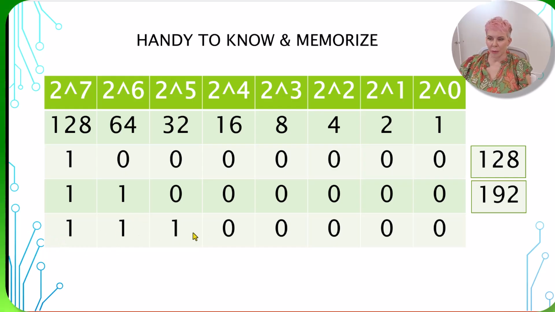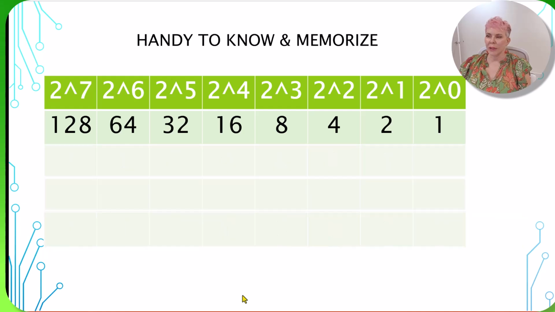Again, let's say I memorize 1, 1, 1, 0. I know that's 224. And let's say I see the 2. Now I know that's 226. When you start to memorize what these equal, everything gets faster.